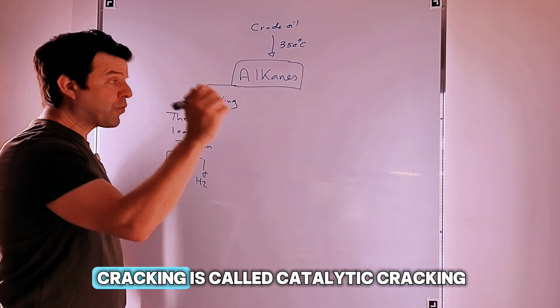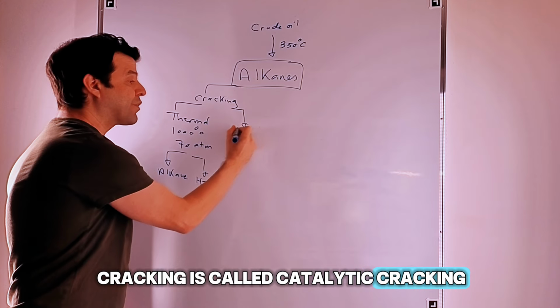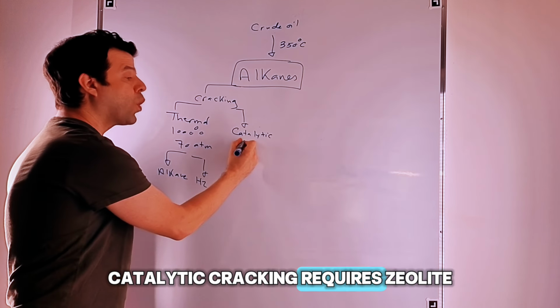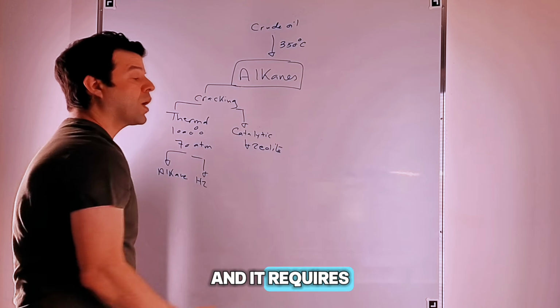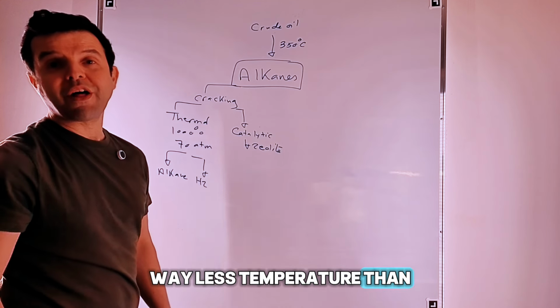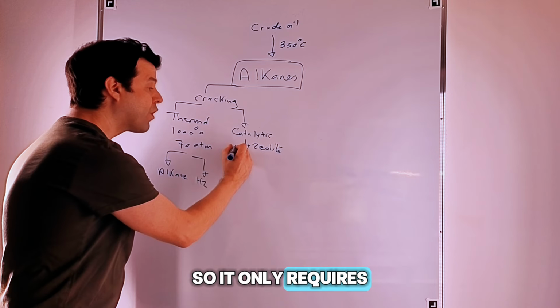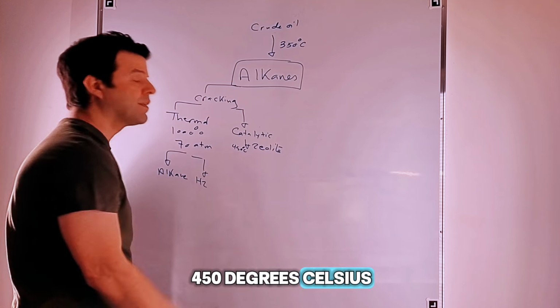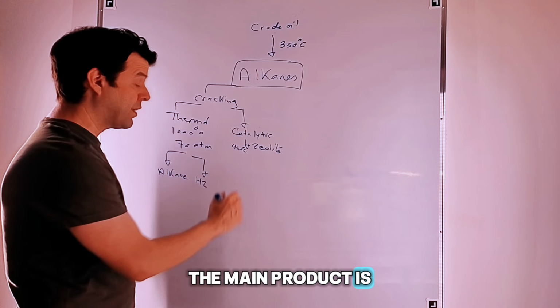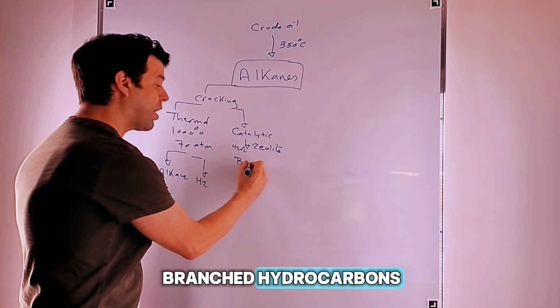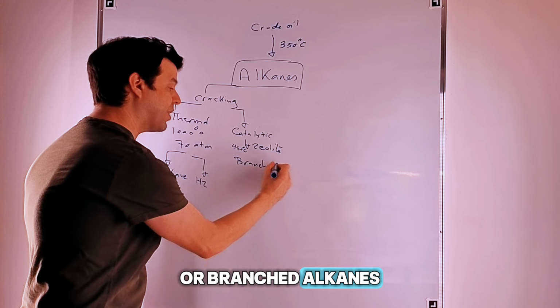The other type of cracking is called catalytic cracking. Catalytic cracking requires zeolite as your catalyst, and it requires way less temperature than thermal cracking, so it only requires 450 degrees Celsius. With catalytic cracking, the main product is branched hydrocarbons or branched alkanes.